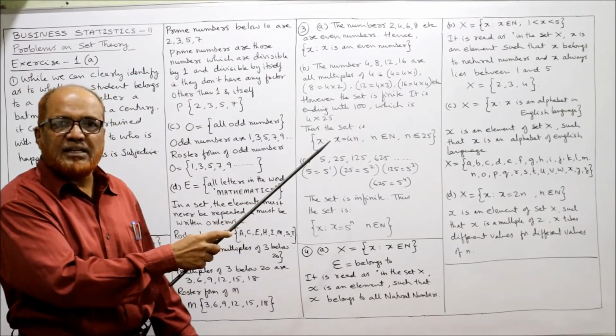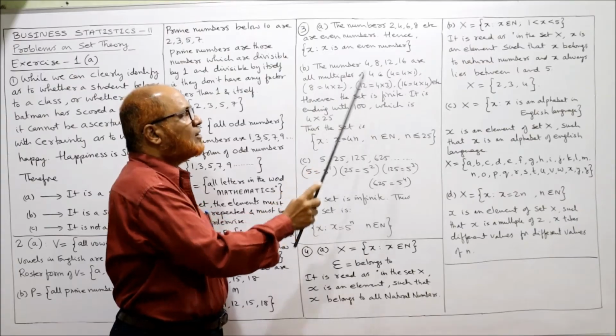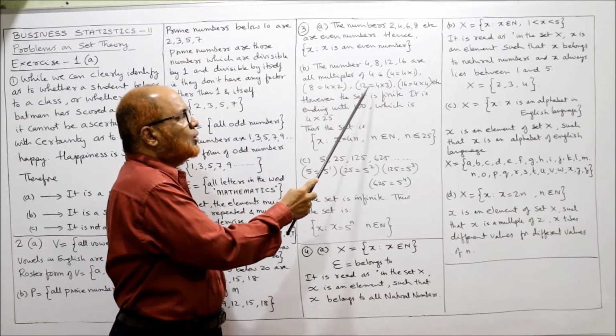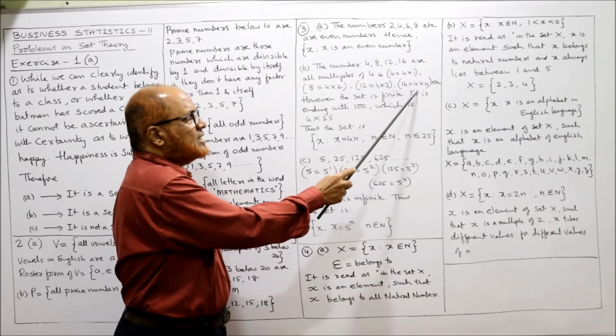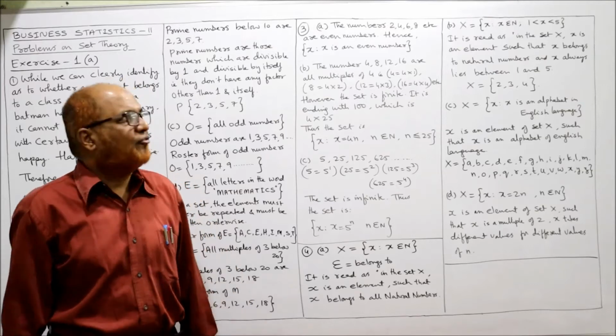So how can we represent the set? The numbers 4, 8, 12, 16 are all multiples of 4. 4 is equal to 4 into 1, 8 is equal to 4 into 2, 12 is equal to 4 into 3, 16 is equal to 4 into 4, etc.